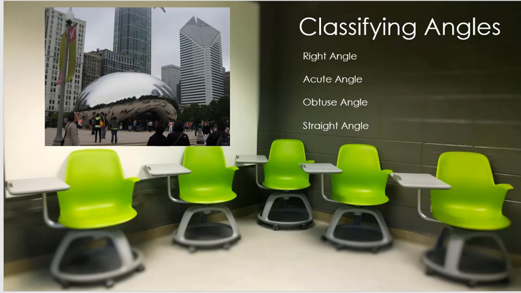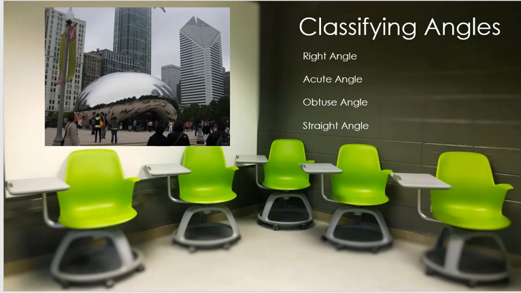All right, here we see a picture of one of my most favorite cities. That's Chicago. And that big shiny bean there is called Cloud Gate, or the Bean. If you've ever been to Chicago, I'm sure you've seen it. And this gorgeous building here is in the movie Adventures in Babysitting. You're far too young to know that movie. But we are going to use this picture to help us identify and classify right angles, acute angles, obtuse angles, and straight angles. All right, so here we go.